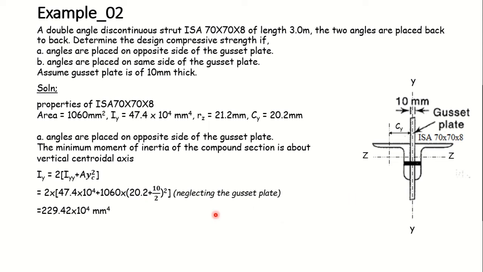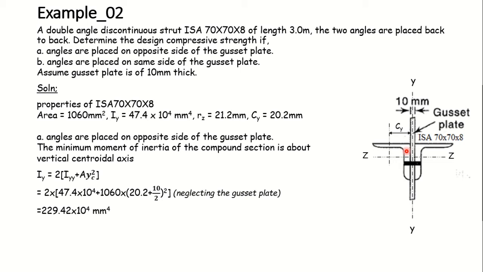And here the area of the gusset plate will not be considered. Anywhere, we are not taking the contribution of the gusset plate towards the moment of inertia, because these gusset plates are only present at the end connections. The gusset plates will not run throughout the length of the member.